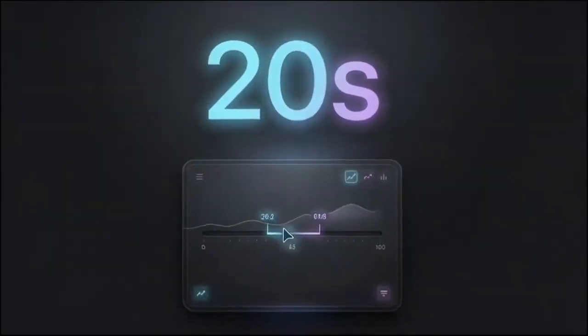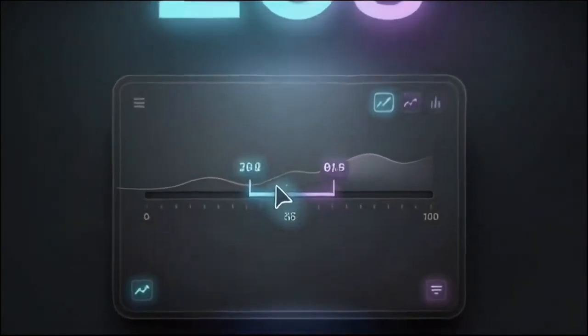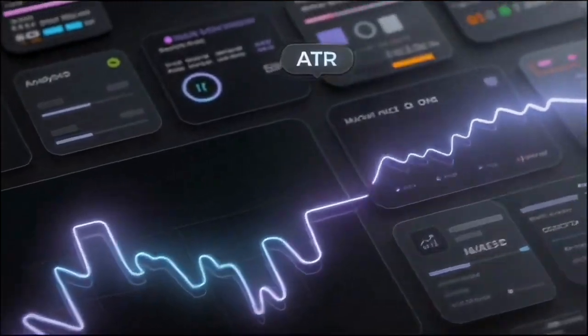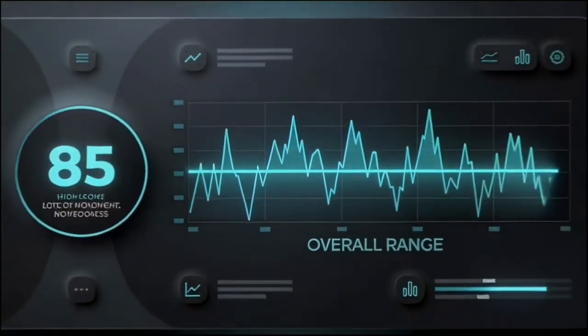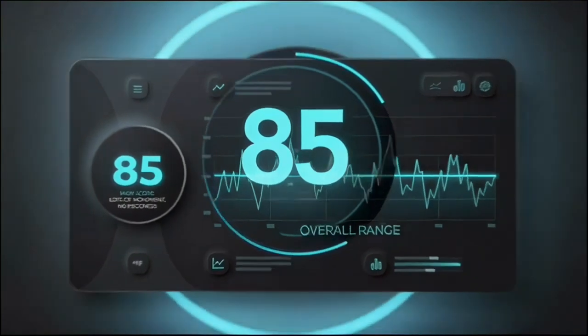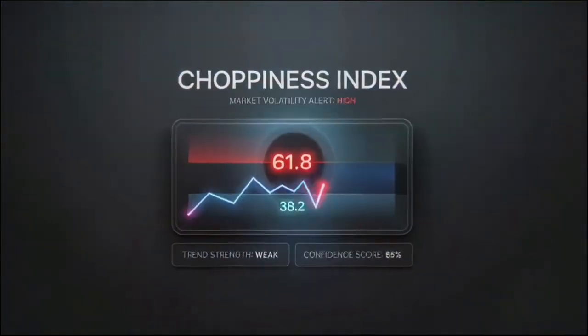How to read it in 20 seconds. The choppiness index compares the total distance price actually traveled, measured by the average true range, against the overall range it covered. Lots of movement with no progress scores high. Efficient directional movement scores low.